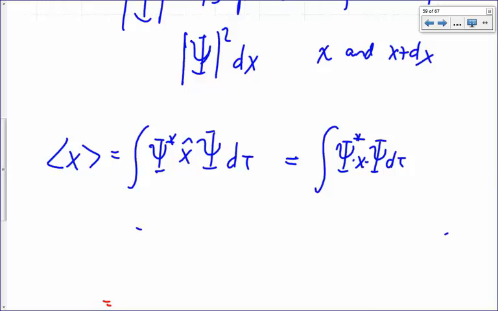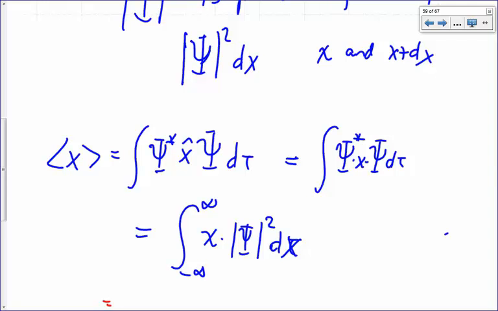And what would that be? That's just the integral of x times psi squared d-tau, right? And d-tau is really dx from negative infinity to infinity. Okay, so I'm just going to call this dx then, from negative infinity to infinity. Well, does that make sense? Remember, definite integration is just addition over a continuous variable, right? So this is the sum of all the possible x values from negative infinity to infinity times the probability of getting each one of those possible x values.